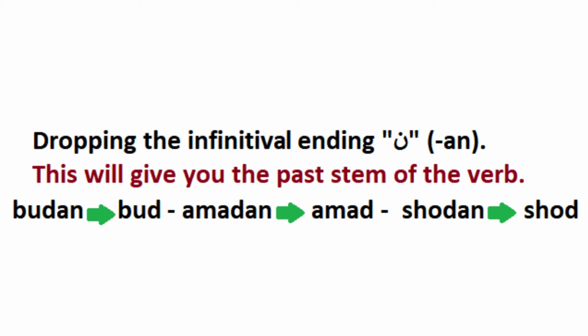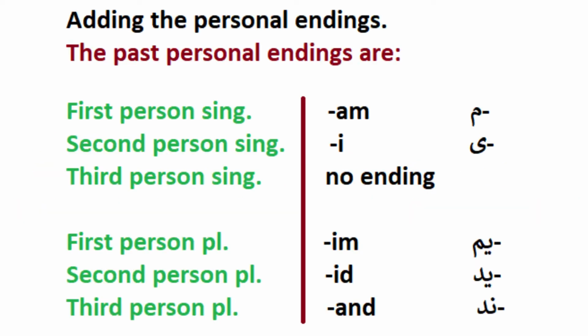The past tense of all verbs is formed through these steps. Dropping the infinitival ending "an". This will give you the past stem of the verb. For example, بودن بود، آمدن آمد، شدن شد. Then, adding the personal ending.